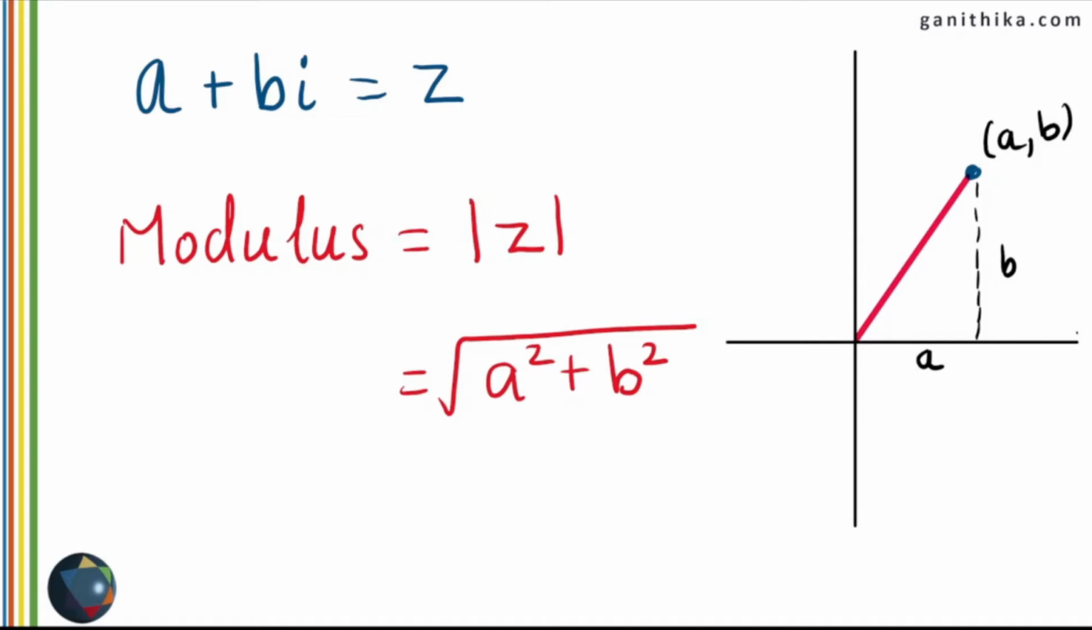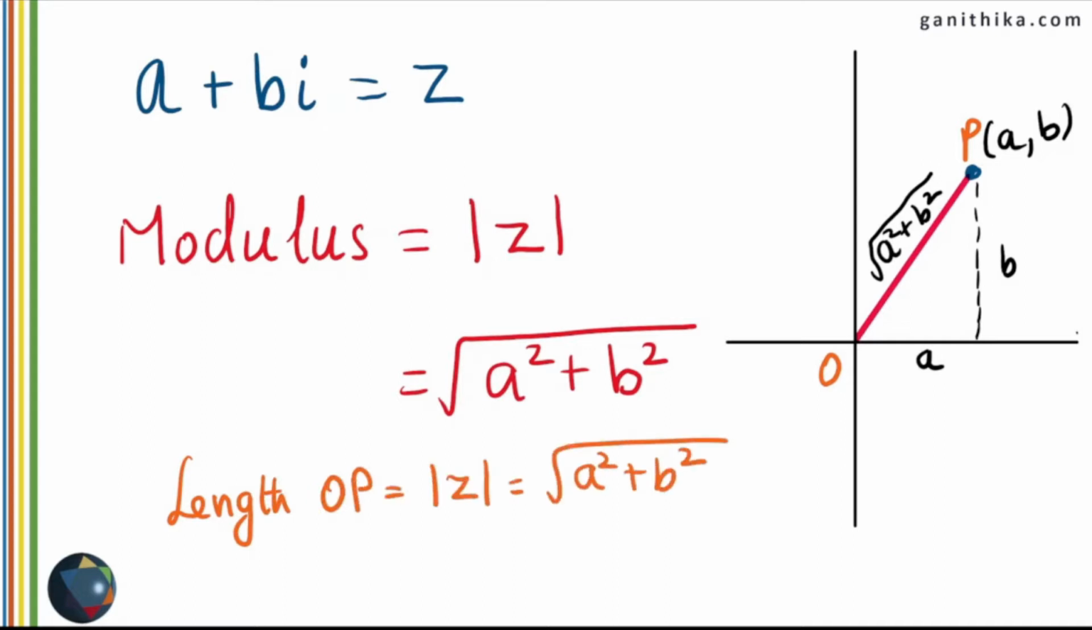Using the Pythagoras theorem, the length of this red line would be square root of a squared plus b squared. Therefore, if I call these points O and P, the modulus of z is nothing but the length of OP, which is equal to square root of a squared plus b squared. Therefore, if P represents any complex number on the Argand diagram, the distance of P from the origin is given by the modulus of the complex number.